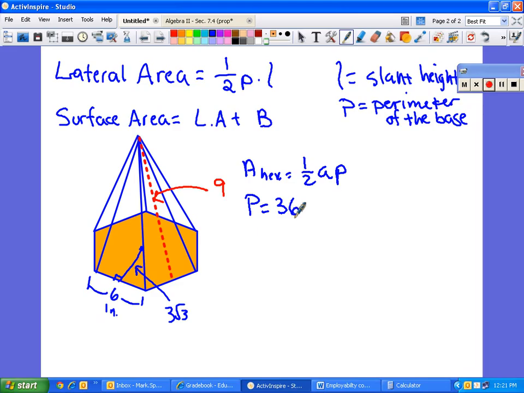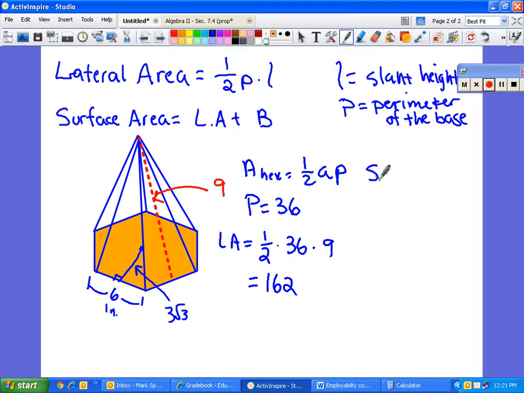So the lateral area is 1/2. We know the perimeter is 36. L stands for the slant height. How much is the slant height in this figure? 9. So we have 1/2 times 36 times 9. We get 162.